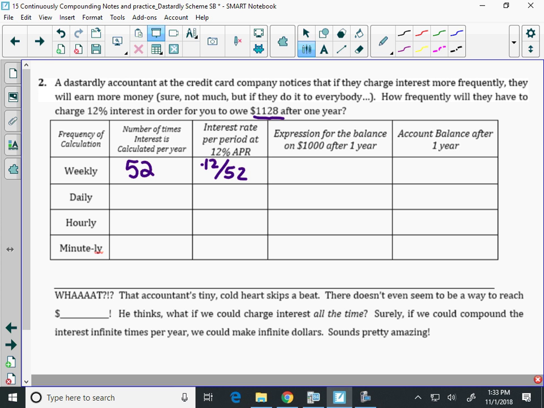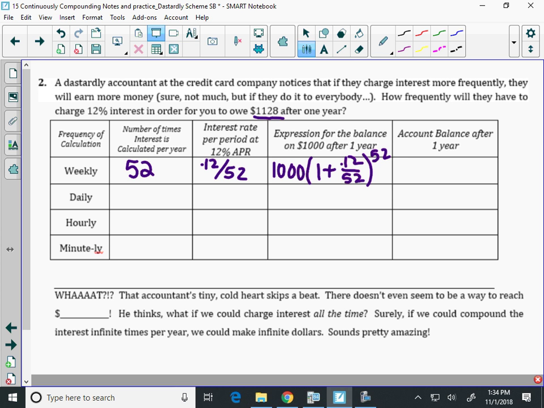So what would be our expression here? What would you type into your calculator to find how much money you'd get if you charge weekly? 1,000 times 1 plus, yeah, 0.12 over 52. And what would be your exponent? 52. All right, so type that into your calculator here.